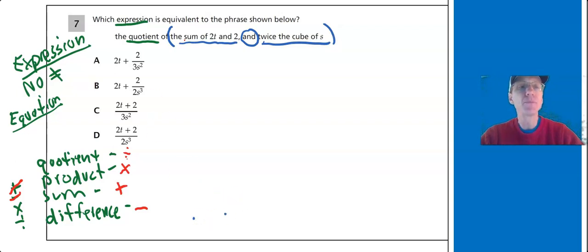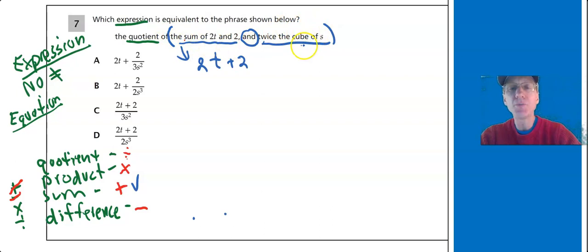So we've got the sum of 2t and 2. Well, we know what sum means. It means to add. So we're going to say 2t plus 2. That's all we have here. Okay, that's what our first part is. So we want the quotient of that, and then this part over here, twice the cube of s. So twice means 2 times.